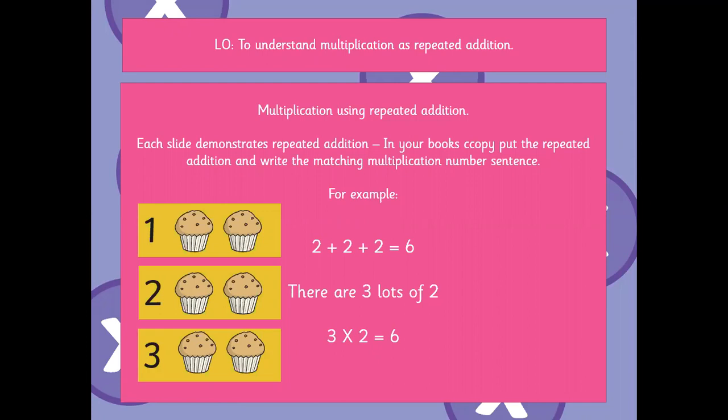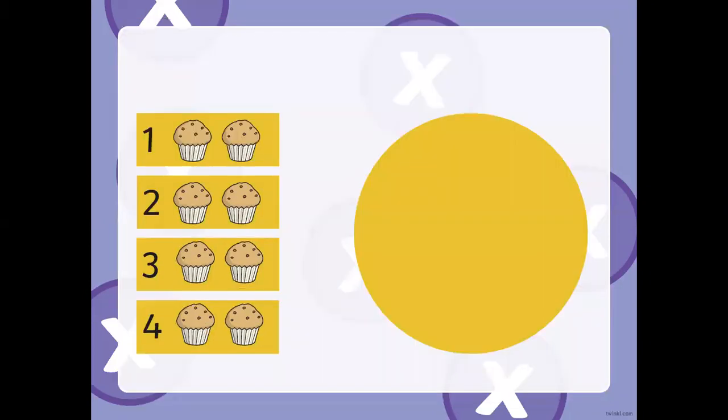Okay, so the learning objective for this session is to understand multiplication as repeated addition. Now there's just a little bit of explanation here of what you need to be doing at home. So multiplication using repeated addition. Each slide demonstrates repeated addition. So in your books, you're going to copy out the repeated addition and write the matching multiplication number sentences. So to start with, this is our example to show you how it would be looking in your books.